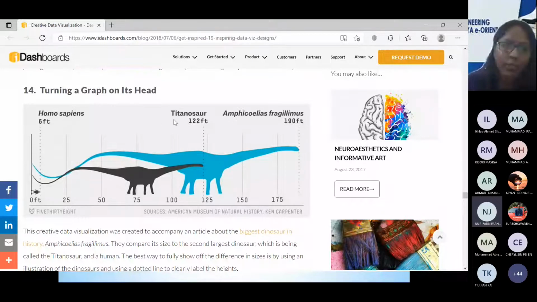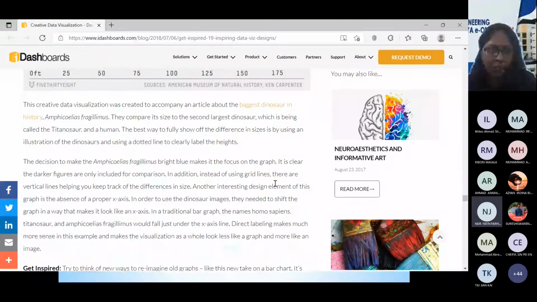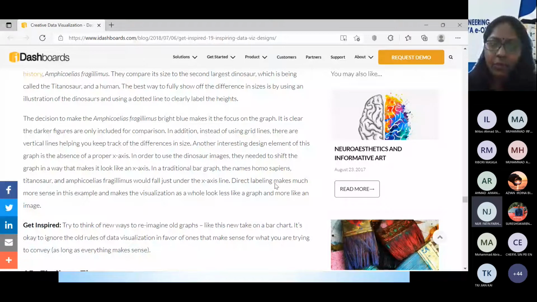Even young children will be able to get information from here. They know this is how big a human is, and this is how big Titanosaurus is. And this one is, oh my God, should I read this? Never mind. Amphicoelias fragillimus. Why don't they have the dinosaur name for it? Usually there's a dinosaur name and a species name to it, right? Wow, it can go that long and that high. Oh, that's pretty high.